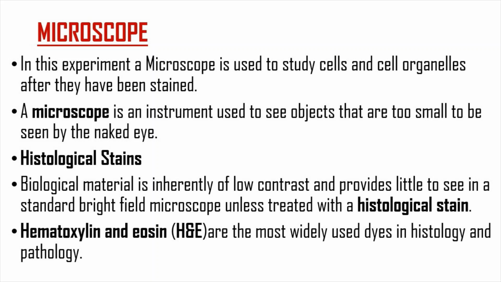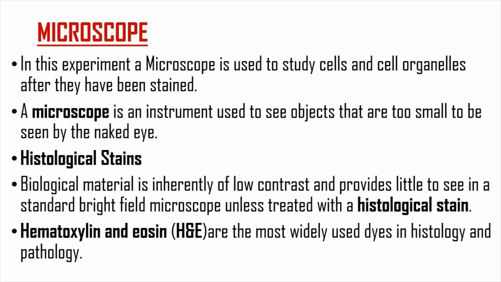So the microscope is an instrument that is used to study objects that are too small to be seen by the naked eye, and the cells cannot be seen by the naked eye. Therefore, a microscope is used in the study of cells. This is the branch of anatomy that is called cytology. So you're using the microscope to study your cells. That is called cytology. So for your cells to be visible in the microscope, they need to be stained.